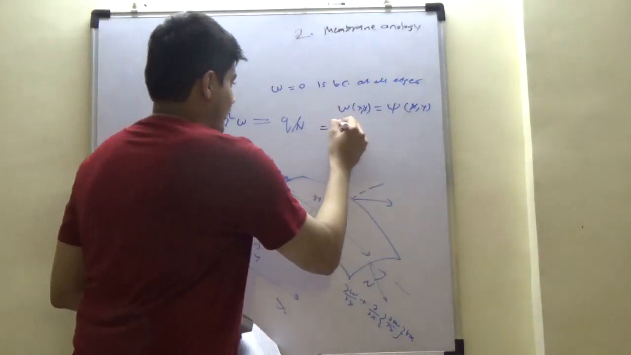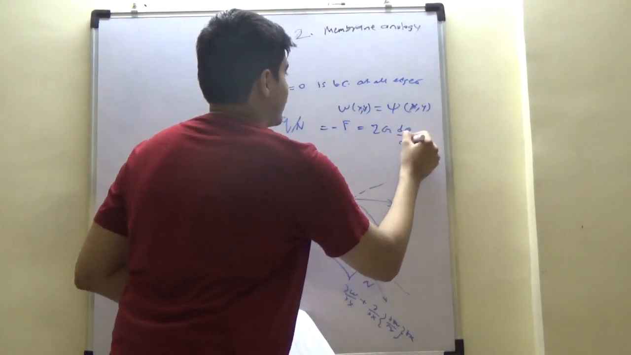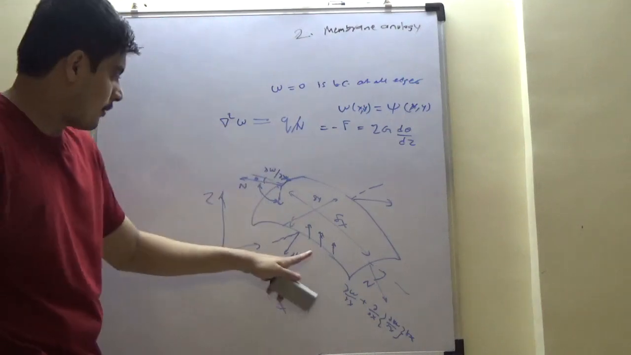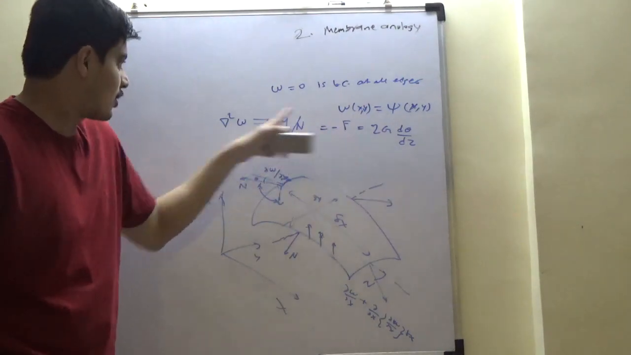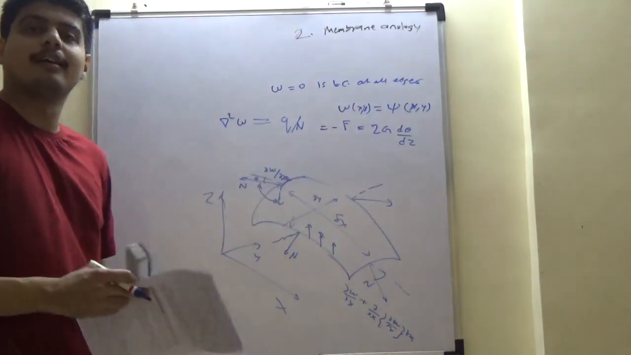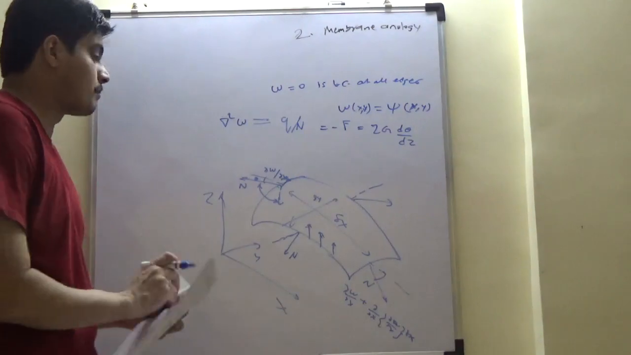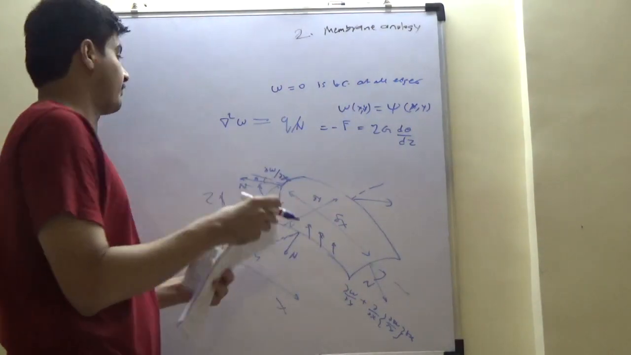So Q by n is nothing but minus F, which is nothing but 2G d theta by dz. So he said it is equivalent to a torque. What a membrane sees as load by normal reaction is nothing but the constant force, which is 2G theta dash. So you can use this to solve your problems. And this was one of the beautiful analogies which has helped the world.